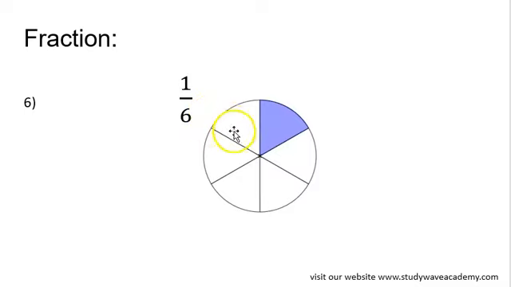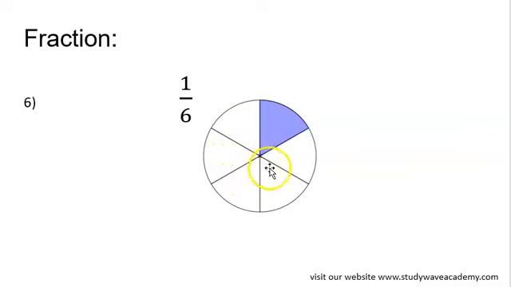Here we have how many parts? Let's count. 1, 2, 3, 4, 5, 6. The circle is divided into 6 parts. And how many parts are shaded? 1. 1 part is shaded. And the shaded part represents the numerator, and the full circle that is divided represents the denominator.